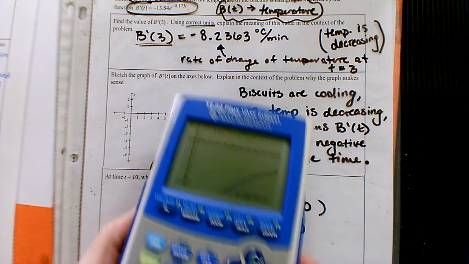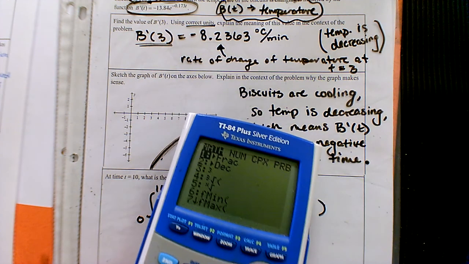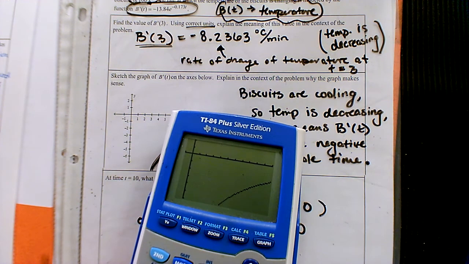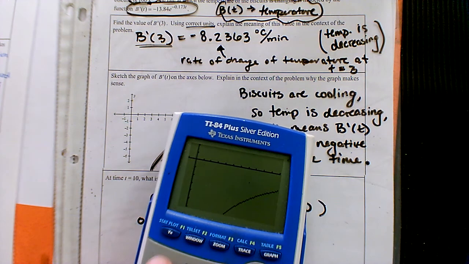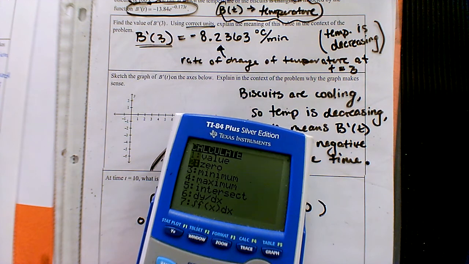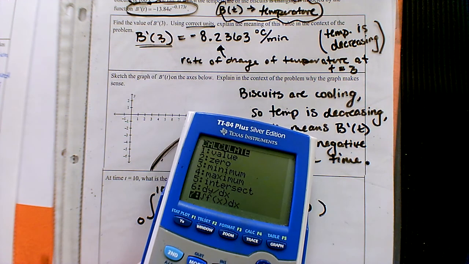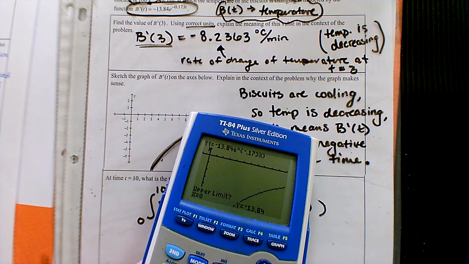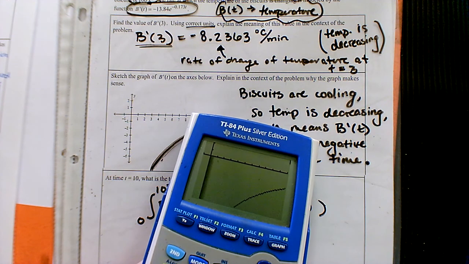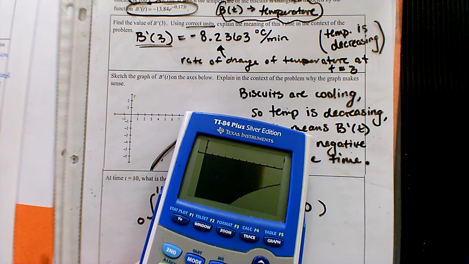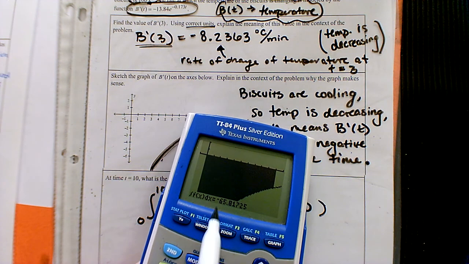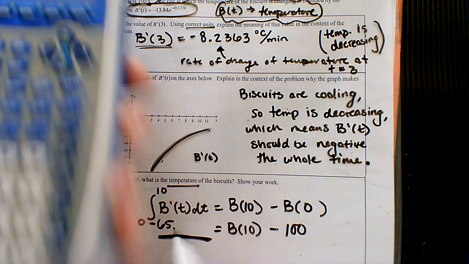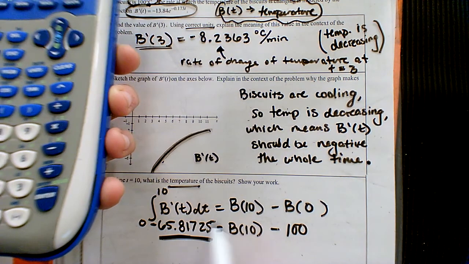Calculator. Actually, let's go back to the graph. We already have the graph listed, so I'll do second trace and choose option 7. I'll pick a lower bound of 0 and an upper bound of 10, and it's going to shade all that in for me. So we get negative 65.81725.